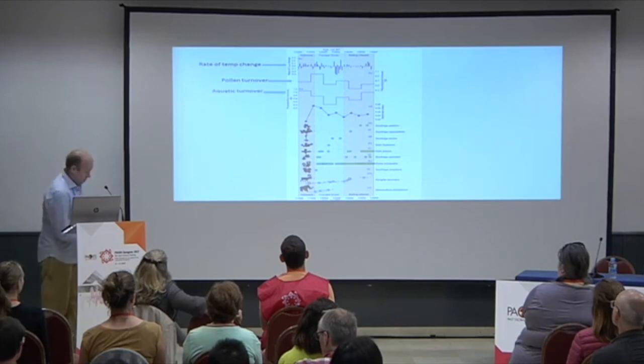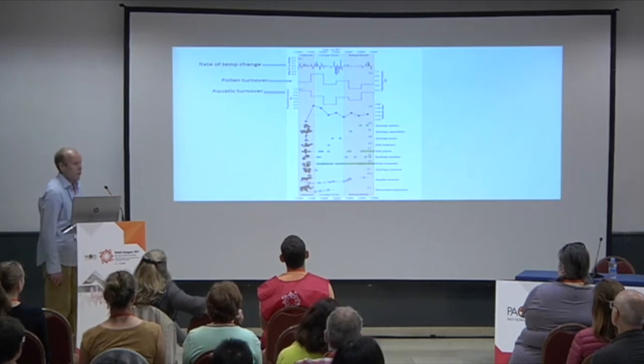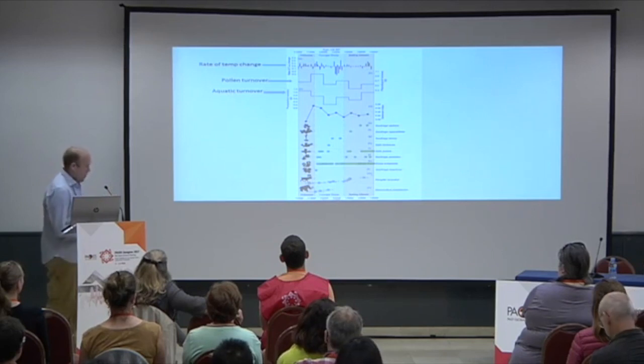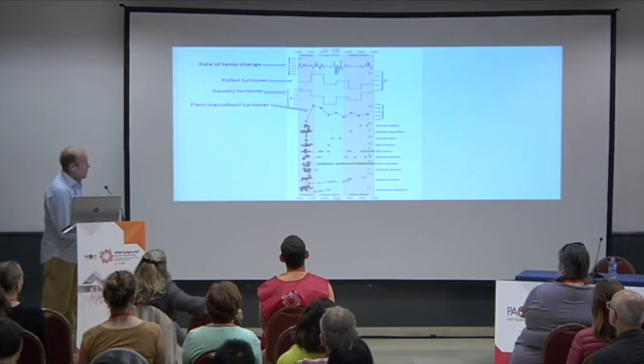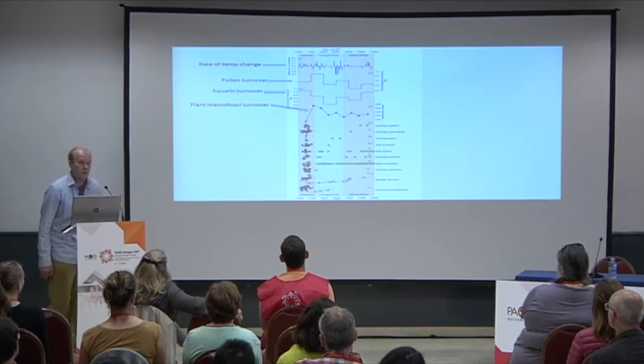Aquatic turnover, quickly. Again, we can see that the Younger Dryas has very stable communities, and higher turnover, for example, at the Younger Dryas Holocene transition. Plant macrofossil as a record of presence-absence of plants. Here, clearly the highest turnover based on the index is here when we have the Younger Dryas Holocene transition again.